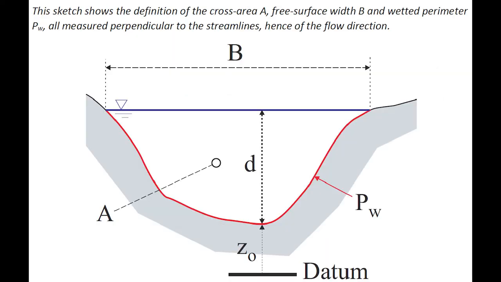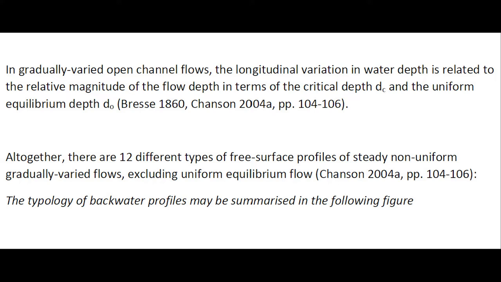With this sketch, we see the definition of the cross-section area, A, free surface width, B, and wetted perimeter, PW, all of which are measured perpendicular to the streamlines. In gradually varied open channel flow, the longitudinal variation in water depth is related to the relative magnitude of the flow depth in relation to the critical depth, DC, and the uniform equilibrium depth, D0, also called normal depth.